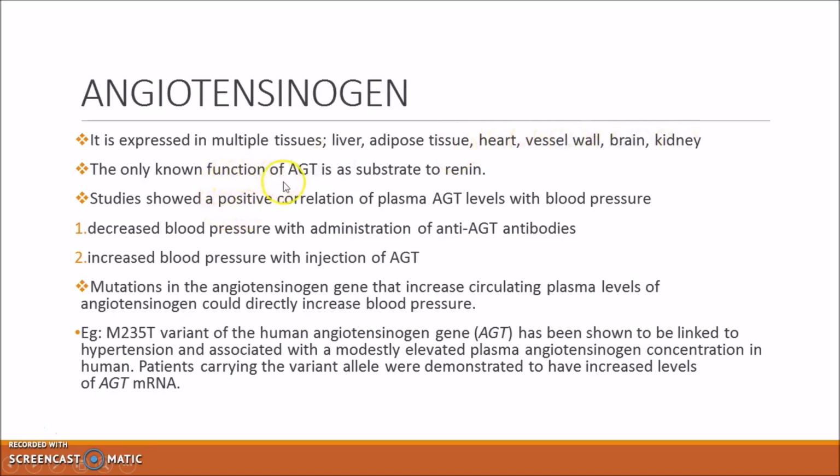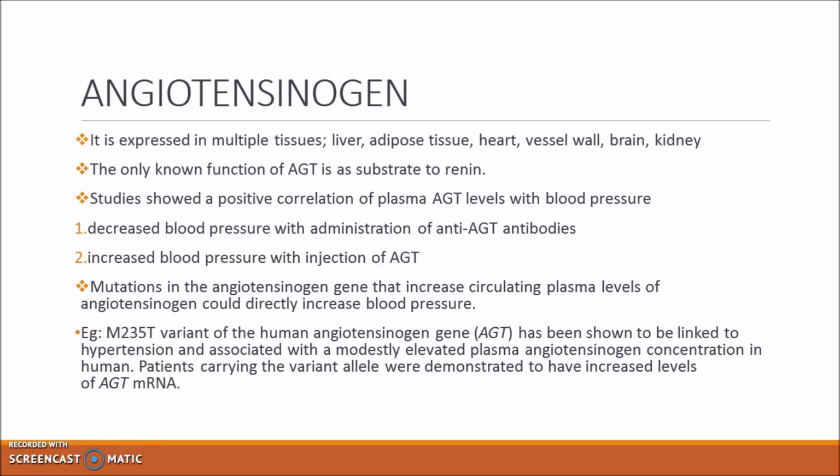The only known function of angiotensinogen is as a substrate to renin, where renin cleaves the angiotensinogen and so on. Studies have shown a positive correlation of plasma angiotensinogen levels with blood pressure, with decreased blood pressure on administration of anti-angiotensinogen antibodies and increased blood pressure on injection of angiotensinogen.